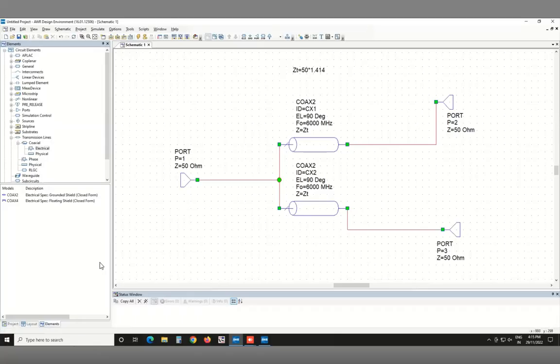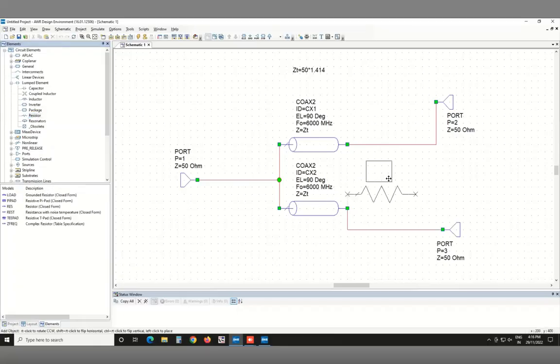Okay. And then the last thing left is a resistor. What's the value of this? It's 100 ohms, right? It's 2 into 50.